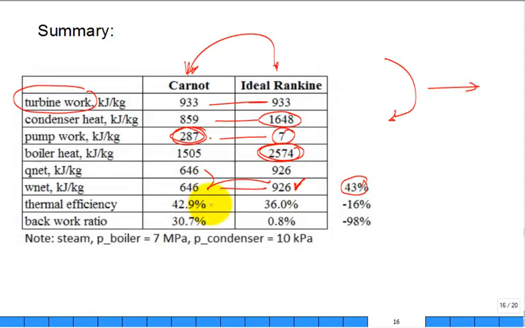Thermal efficiency, though, is lower. It's 16% lower. The Rankine's lower than the Carnot. And the backwork ratio is much, much, much lower. And this is very good, to get a low backwork ratio.